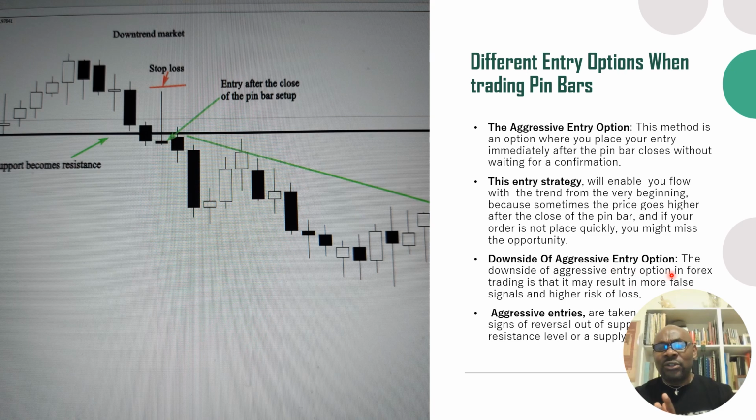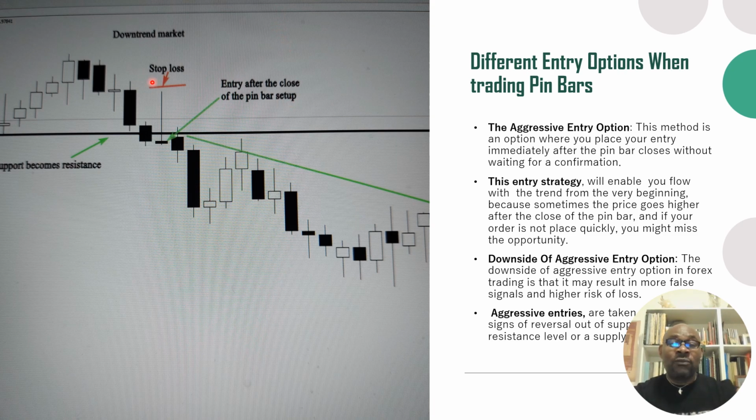The downside of the aggressive entry option in forex trading is that it may result in more false signals and a high risk of loss. At this point, when you see a price rejection, instead of waiting for more confirmation, price will tend to go bearish a little bit, then it will reverse, because the buyers will reject it again and the price will start going bullish. So it will come back, hit your stop loss and take you out.